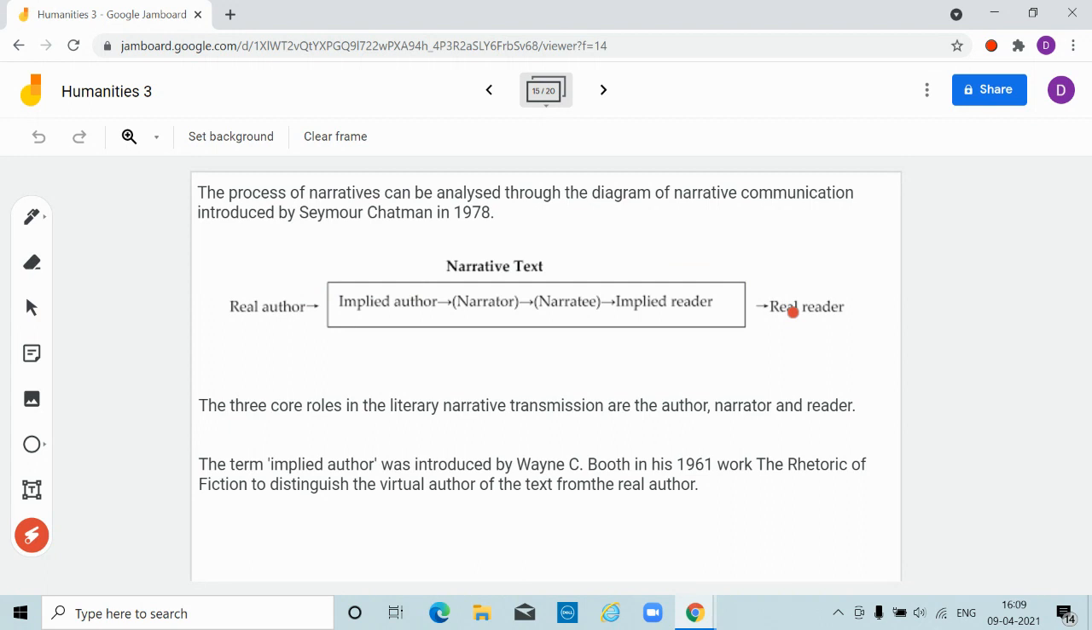But in between, you see in a box, words like implied author, narrator, narratee, and also implied reader. Now, what do you mean by this? A work is written by obviously a real person, a real writer or author, and it is read, or analyzed, by another person in flesh and blood, who's the reader.